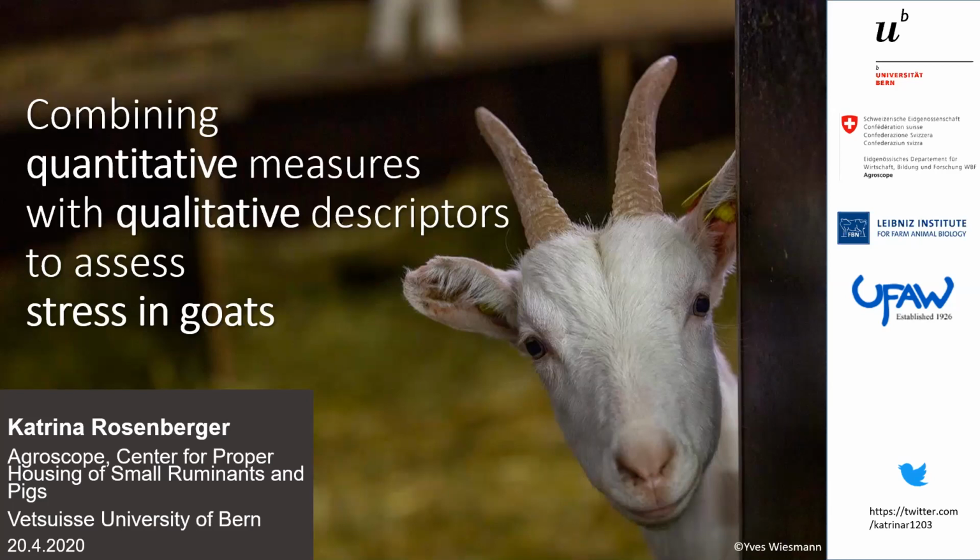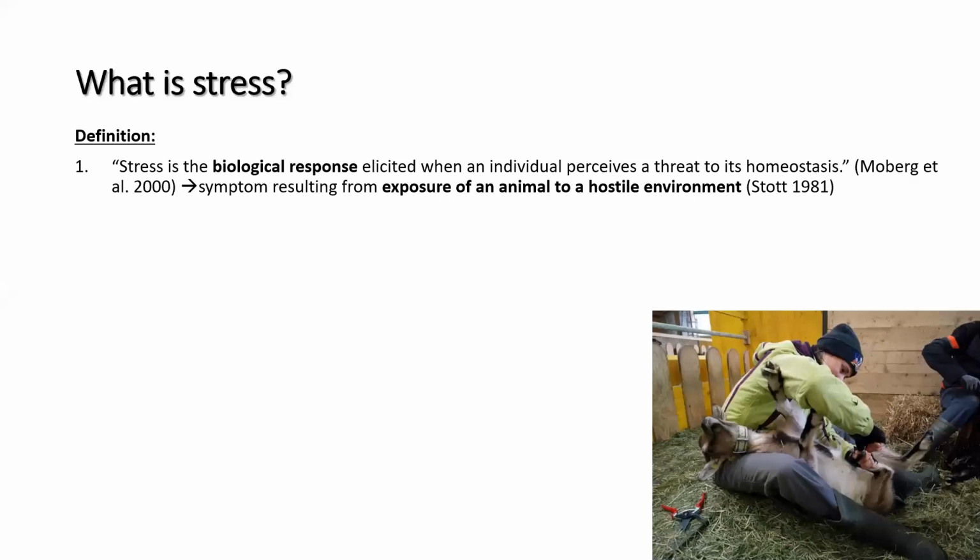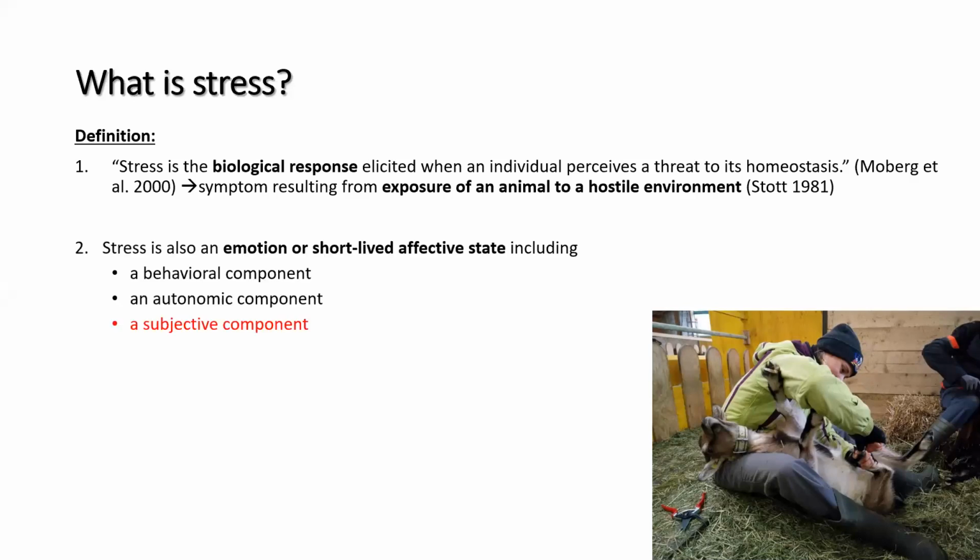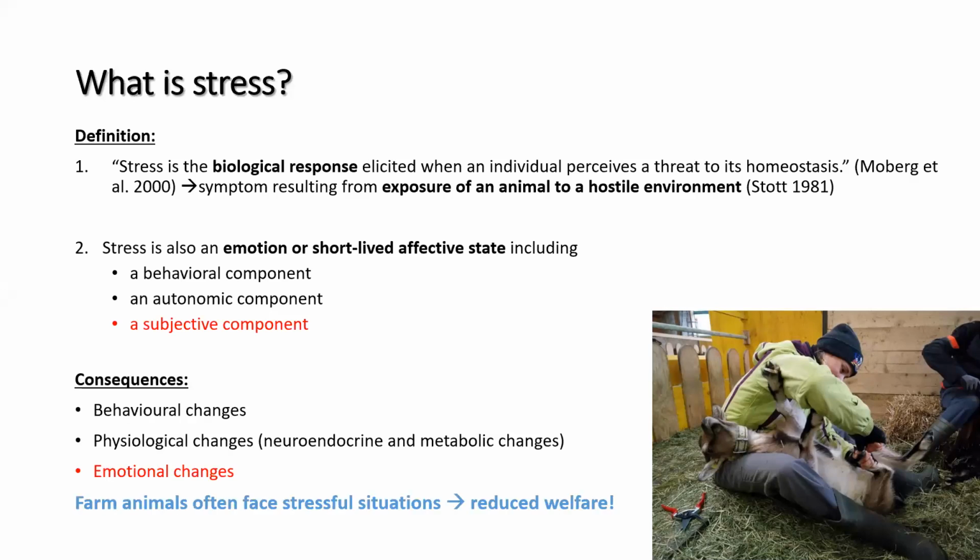This is an important topic because although we know much about goat management and husbandry, we still lack validated stress indicators that can be used not only in the lab, but also on farm. So first, in order to assess stress, we have to talk about what stress actually is. First of all, it is a biological response to a threat. But it is also an emotion or short-lived affective state, which includes a behavioral component, an autonomic component, and a subjective component. So this means that changes in stress levels can be detected in behavior, physiology, and emotional states.